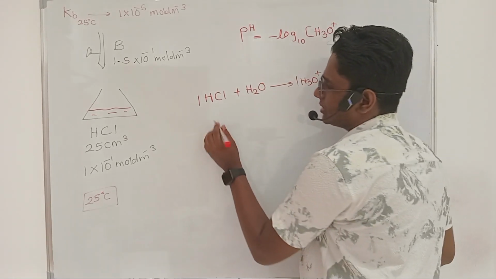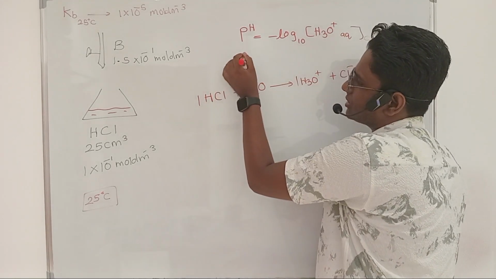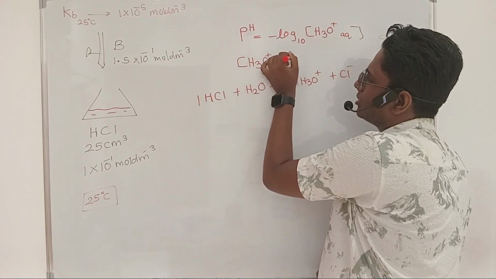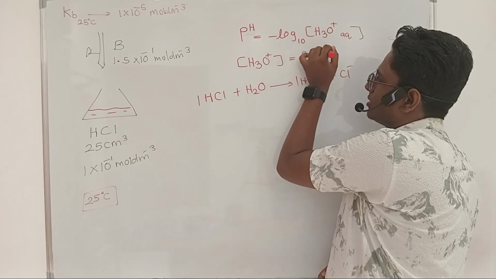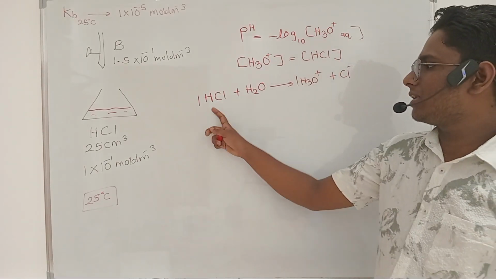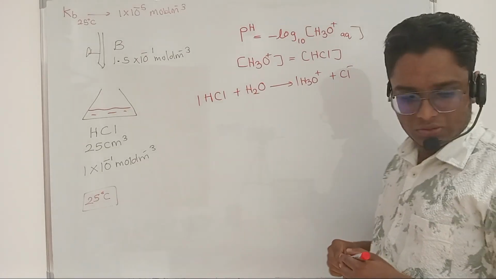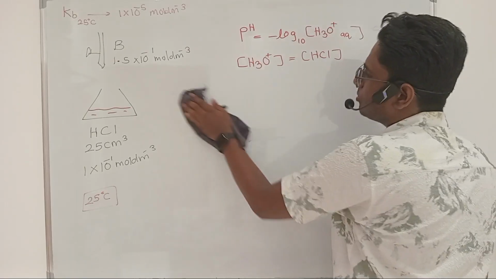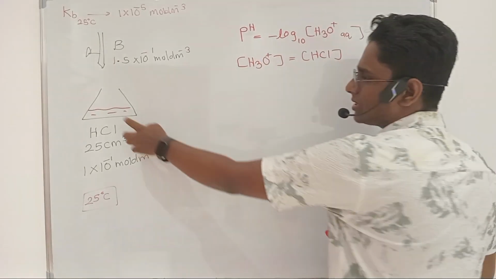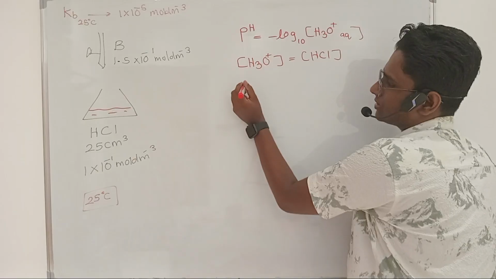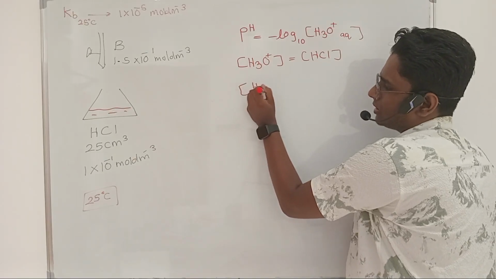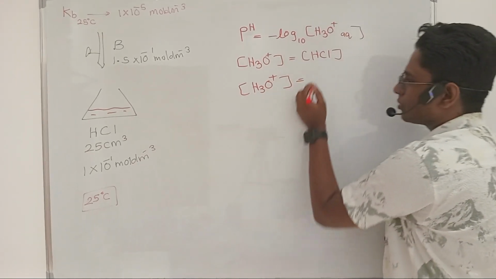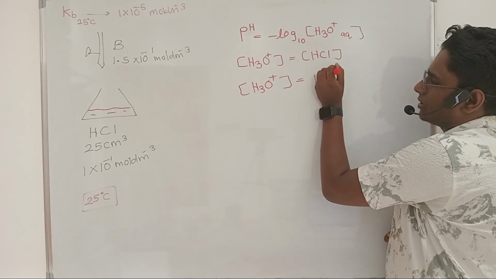So we can say that the concentration of H3O⁺ is equal to the concentration of HCl. What is the reason? One HCl will provide one H3O⁺. So then what is the concentration of H3O⁺ initially in the titration flask? The concentration of H3O⁺ will be equal to the concentration of HCl, that is 1 × 10⁻¹ mol dm⁻³.